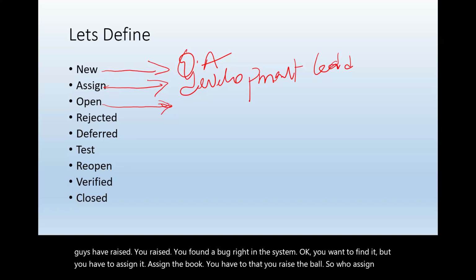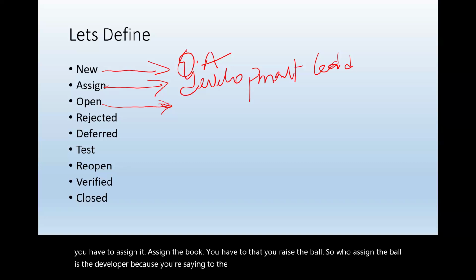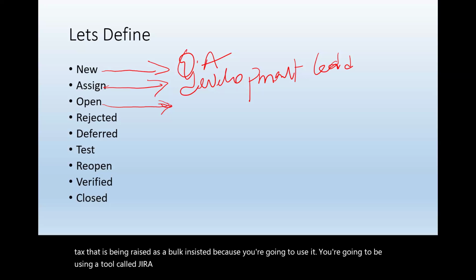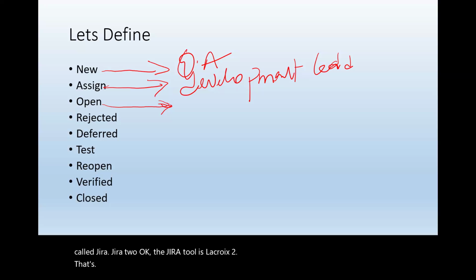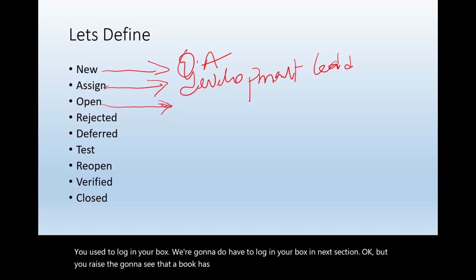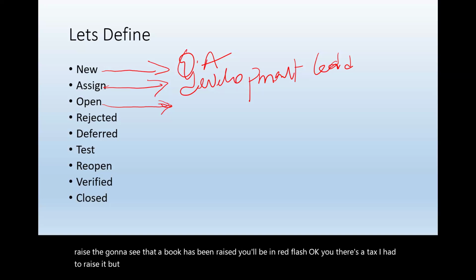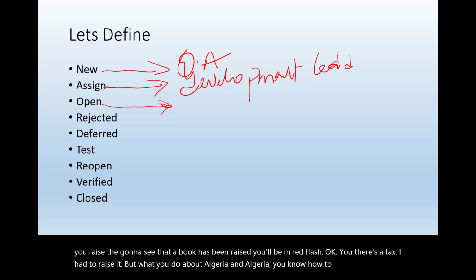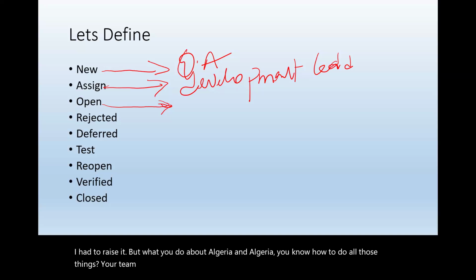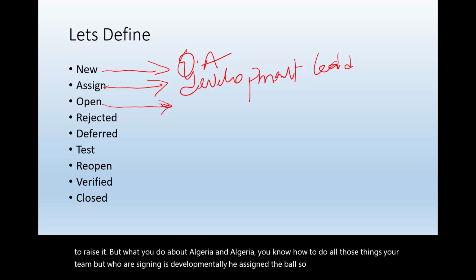When you find the bug, you have to assign the bug as you raise it. The one who assigns the bug is the development lead, because you're telling the development people to treat it. They're going to see the task that is raised as a bug in the system, because you're going to be using a tool called Jira. The Jira tool is the kind of tool you use to log your bugs. We're going to do how to log your bugs in the next section. But they're going to see that a bug has been raised. It's going to be a red flash. You'll learn about Jira and Agile and how to do all those things in your team. But who assigns it is the development lead. He assigned the bug. So I hope you get it now.